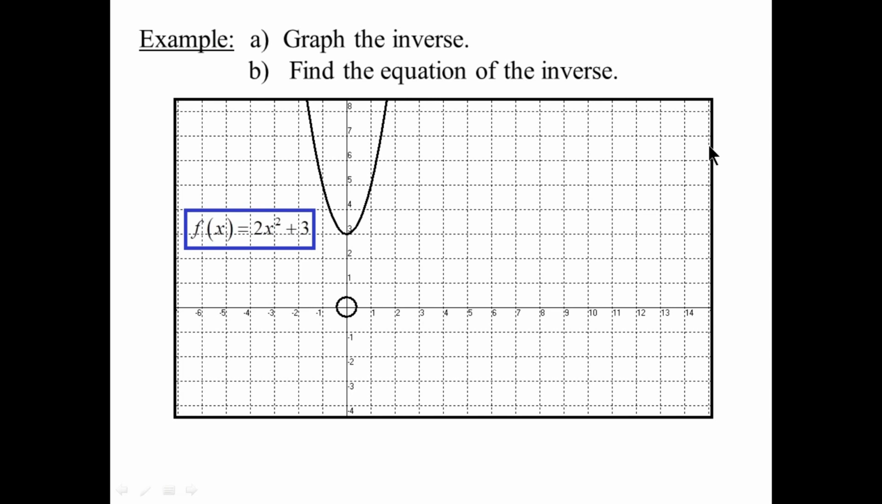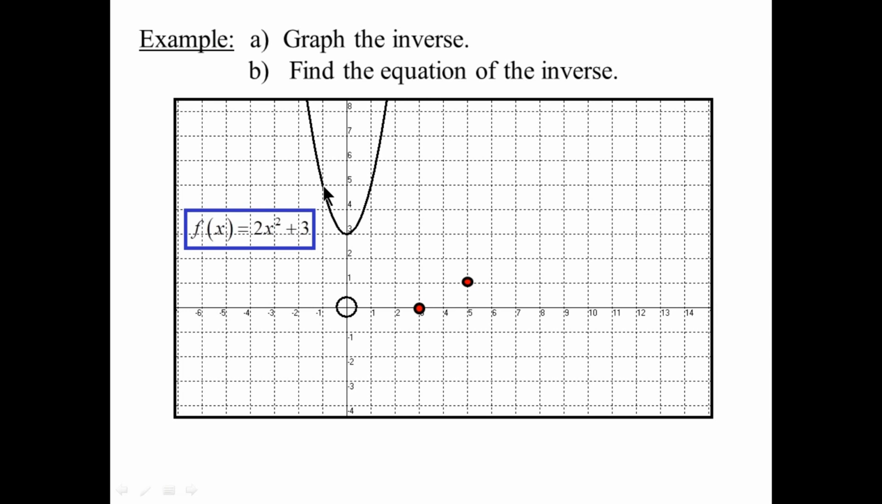Here's another example. Graph the inverse. Okay, we're given a function y equals 2x squared plus 3, and we want to graph the inverse. The vertex here is 0, 3. Reverse those coordinates, 3, 0. Now pick another point, a point whose coordinates we can tell. I can tell that this is 1, 5, so reverse them, make it 5, 1. And a point appears here.